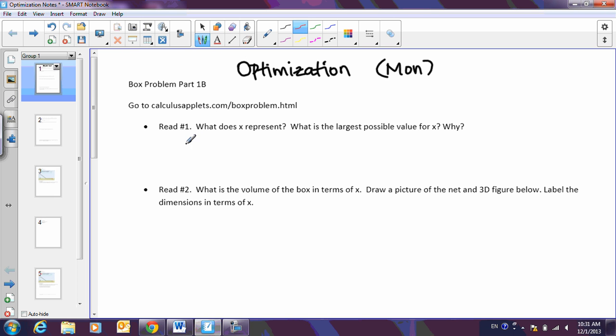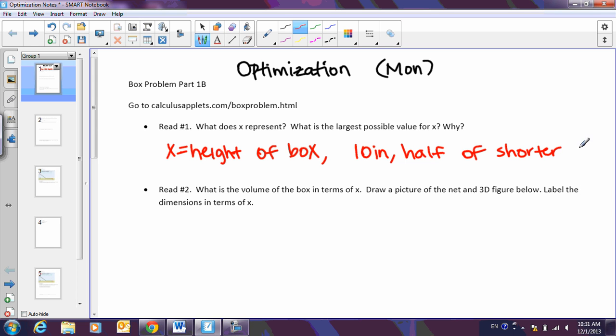So let's go ahead and record here what we've talked about so far. X is the height of the box. And what is the largest possible? It's 10 inches because that's half of the shortest side. And when I say shorter side, I'm talking about the paper that we're even making the box out of.